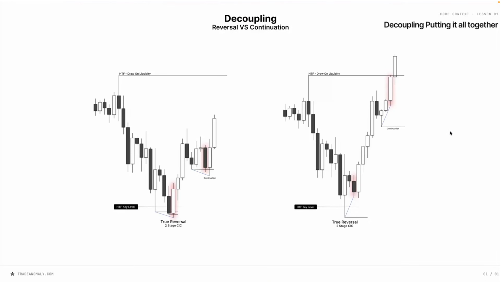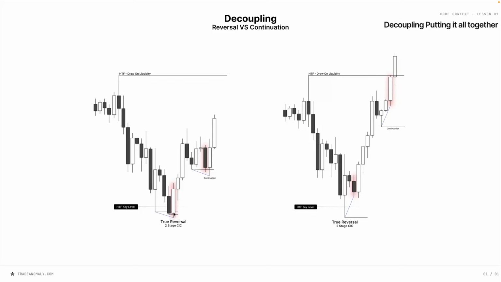So now let's go over decoupling, putting it all together, reversal versus continuation. So firstly, let's look at a decoupling example at the reversal. So as you can see, price had created an SMT divergence, and then we see decoupling happen.